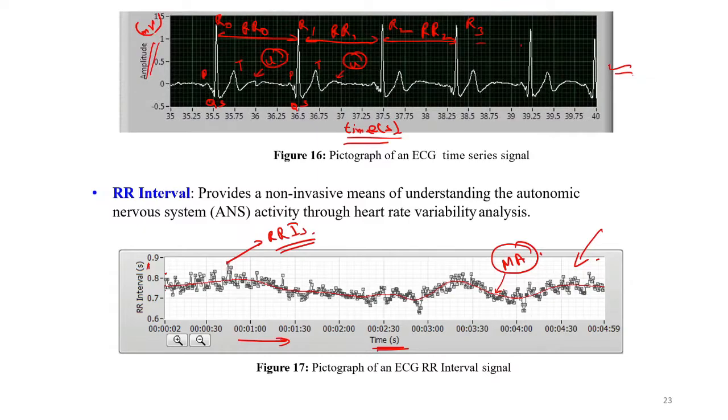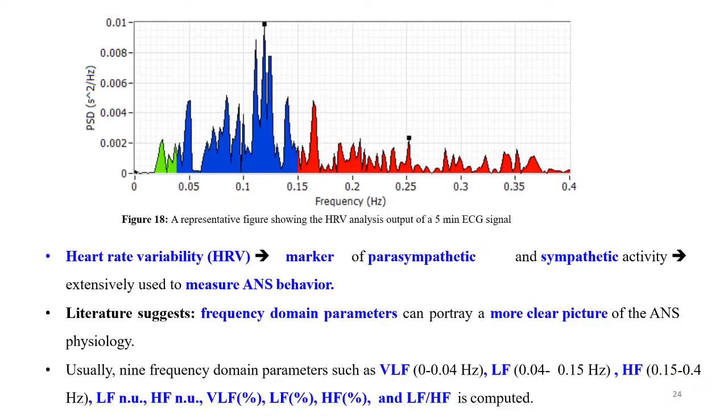Now how do we do this? We perform the Fourier transform of that smoothened RR interval signal, and we get a Fourier transform spectrum. So can anyone tell me why we do the Fourier transform? What is the importance of Fourier transform? Time to frequency domain. Yeah, correct.